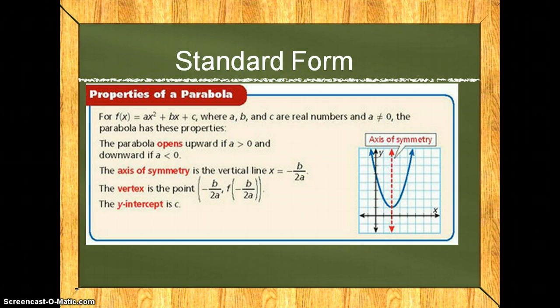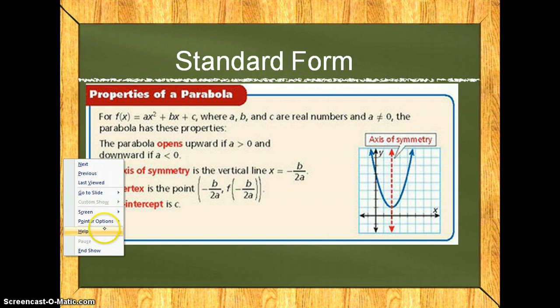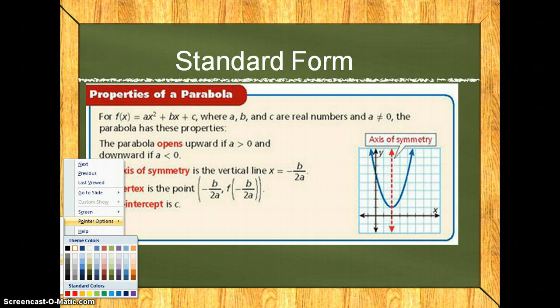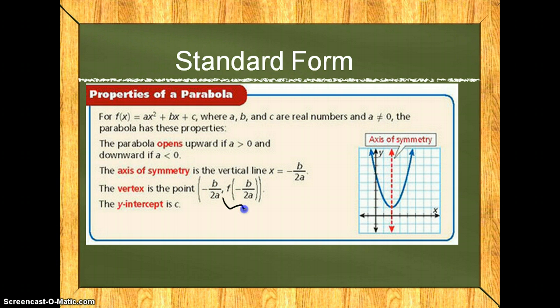and the y-intercept is c. With regards to the vertex, it is important to understand what f of means. F of negative b over 2a means plug x is equal to negative b over 2a into f of x to find y. As in, f of x and y are actually the same thing. So once you plug in x, you're going to get a numerical value, and that numerical value will be y.